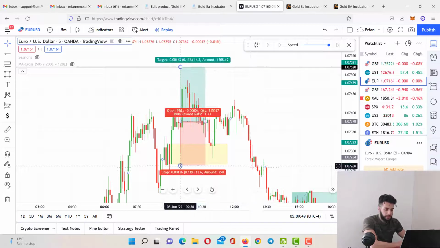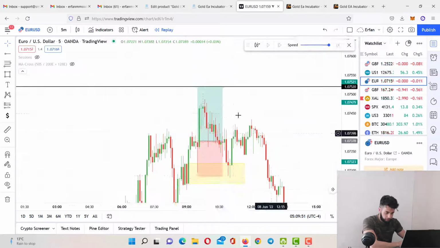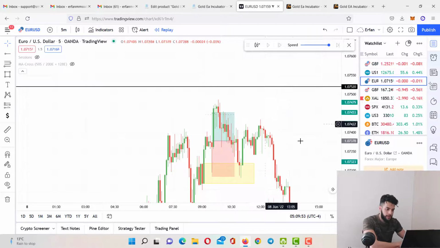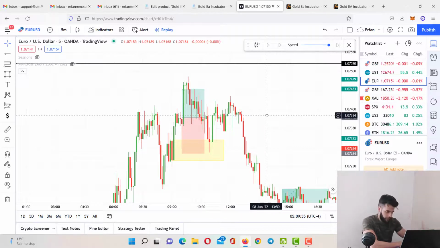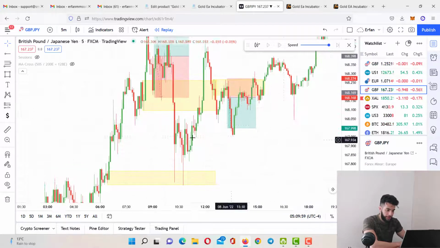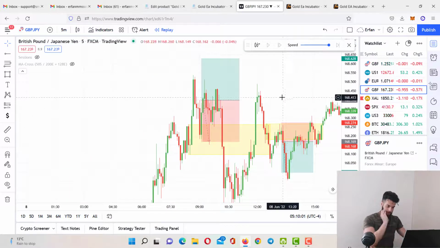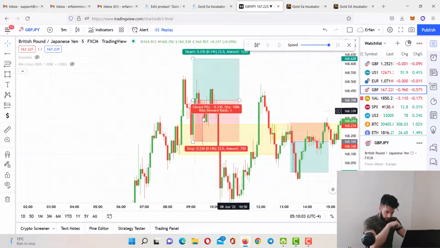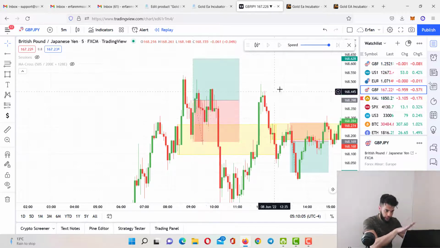Sometimes it's really recommended to just put it below the previous candle, and then you can take your 1-to-1 here, or you just stop out and go for the next trade. And this is exactly what happened on GBPJPY, which was really cool. So I have an example here. See, this is exactly what happened at 9 in the morning.